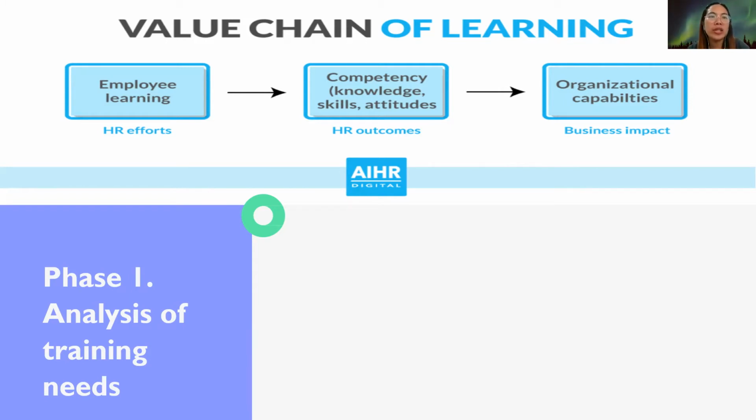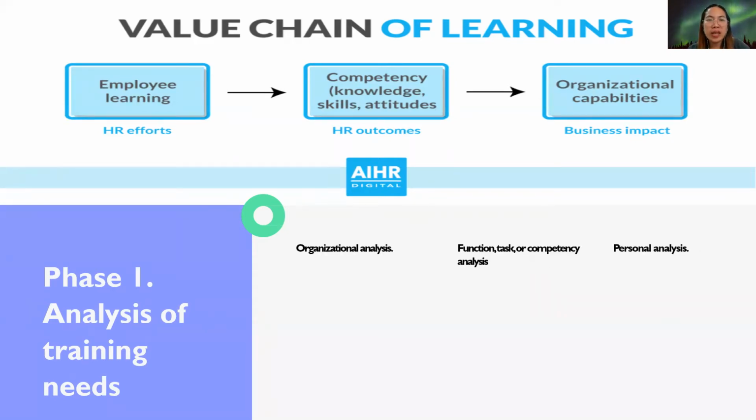First, we have the employee learning, or here, nandyan yung HR efforts natin. Second is the HR outcomes or the competency. So under dyan yung knowledge, skills, and attitudes ng isang individual. And third is the business impact or the organizational capabilities. So by using these 3 analyses, training goals can be specified. However, it is important to ensure there is sponsorship and support within the organization for these kinds of initiatives.